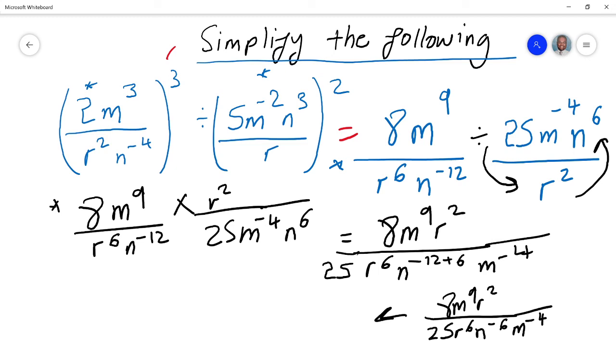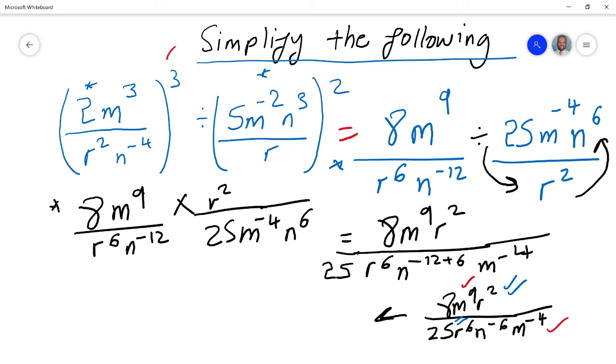What do we do from there? All right, you got to remember we need to simplify because we've got the r, r squared, in your numerator and r to the power 6 as your denominator. You've got m to the power 9 in your numerator and you got m to the power negative 4 in your denominator. All right, so let's look at which ones we need to simplify. All right, so I've ticked one, the red ticks for the m and the blue ticks is for the r. So what do we get there?